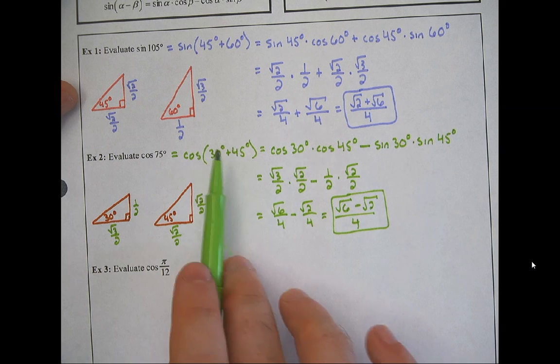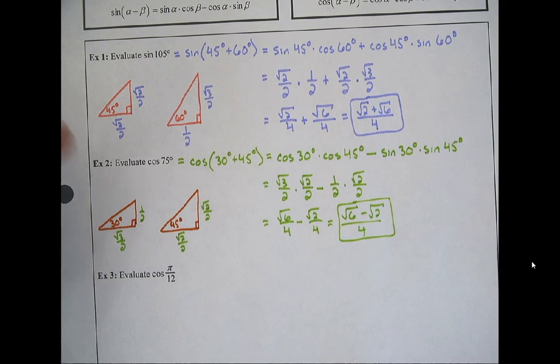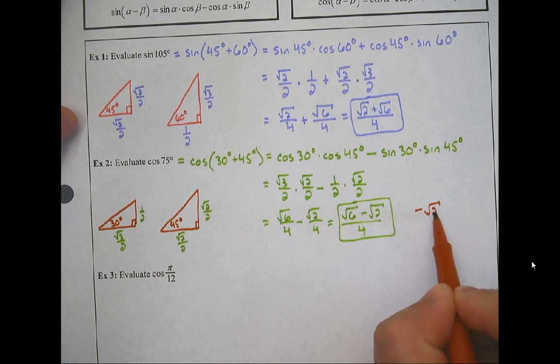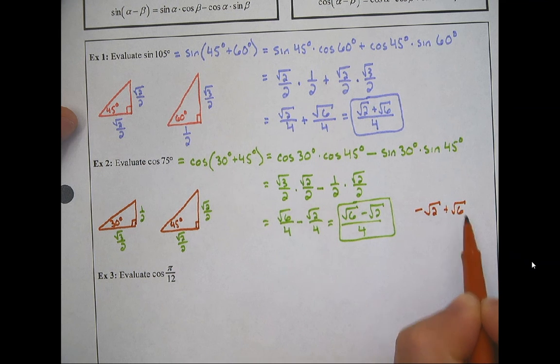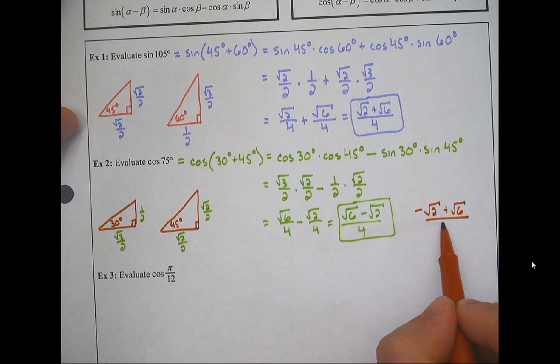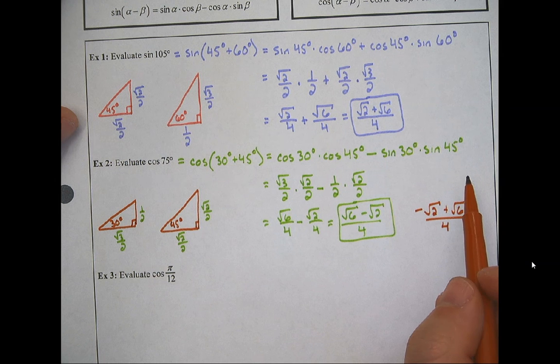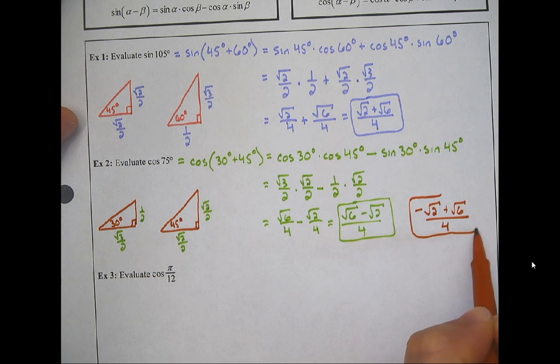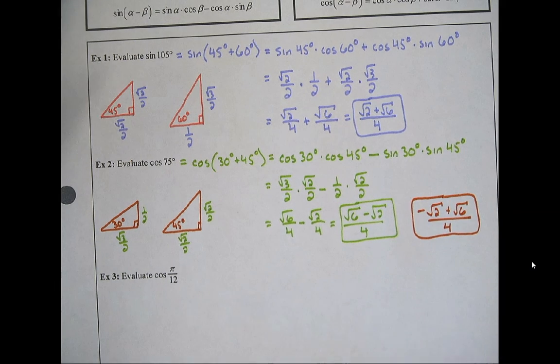Now, let's say that you did 45 plus 30 instead of 30 plus 45. That's fine. You would get an answer that looked like this: negative root 2 plus root 6 over 4. Actually, no, you'd get the same answer, wouldn't you?